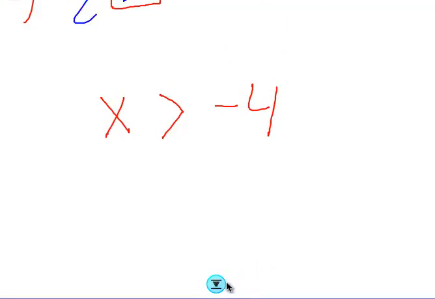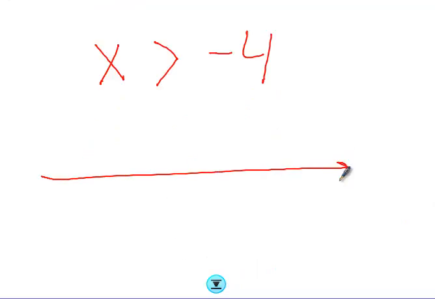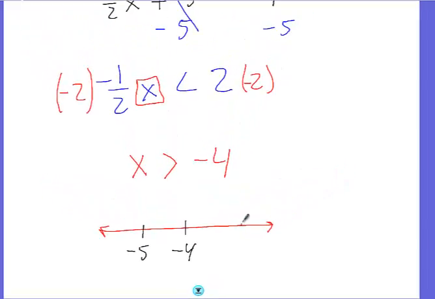The reason why you flip the inequality symbol is because you must keep the relationship true. And if you're multiplying both sides by a negative, you're kind of mathematically screwing around a little bit with your solution. So for inequalities, you just flip it. So if it was less than, when you multiply it by negative 2, it becomes greater than. So now we look at our number line. We have negative 4, negative 5 to the left, negative 3 to the right. And we have x is greater than negative 4.